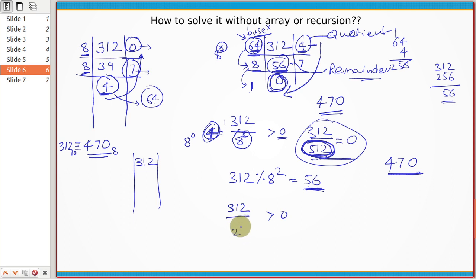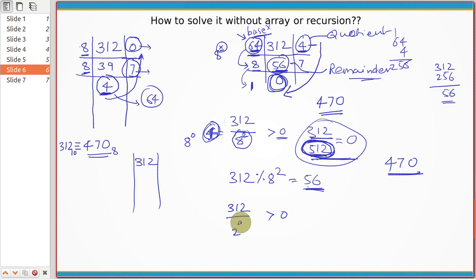Definitely, and 2 raised to 3, 2 raised to 4, 2 raised to 5 is 32, 2 raised to 6 is 64, 2 raised to 7 is 128, and 2 raised to 8 is 256. So if I divide this number by 256, it will still result in a number greater than 0. It will result in 1, which is greater than 0.